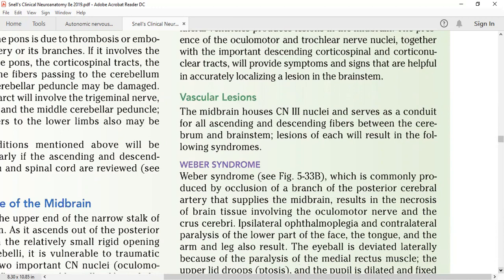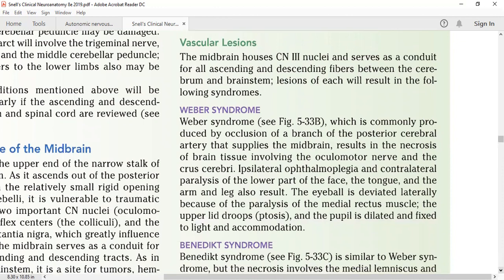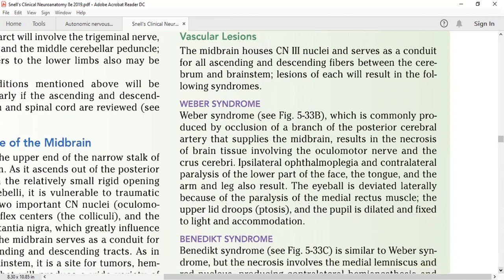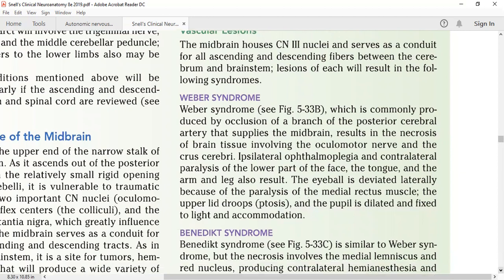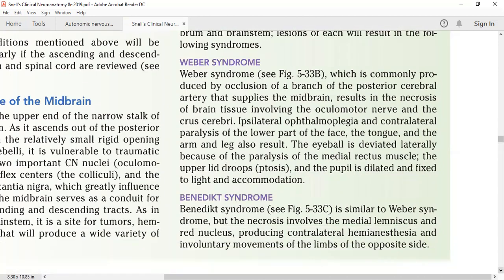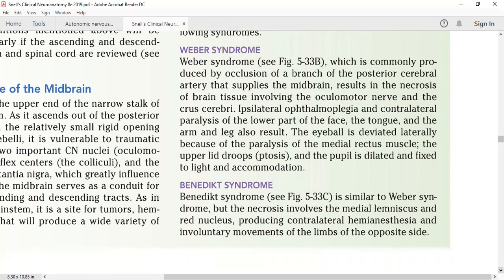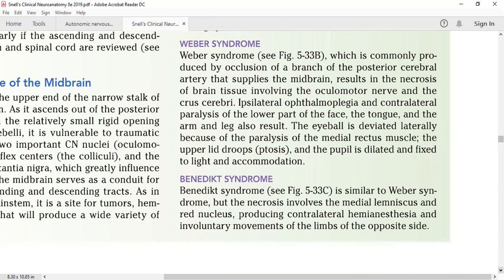Vascular lesion. The midbrain houses the cranial nerve three nuclei and serves as a conduit for all ascending and descending fibers between the cerebrum and brainstem. Lesion of each will result in the following syndromes. First of all, Weber syndrome. Weber syndrome, which is commonly produced by occlusion of a branch of the posterior cerebral artery that supplies the midbrain, results in the necrosis of the brain tissue involving the oculomotor nerve and the crus cerebri.